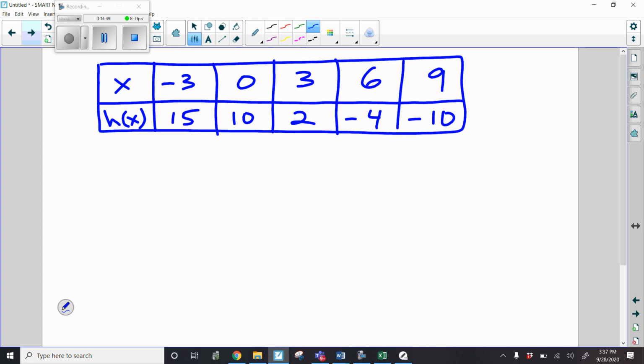Okay, so here we have a table of values, right? These are all points. We see the point (-3, 15). We see the point (0, 10). We see (3, 2), (6, -4), (9, -10). Okay.